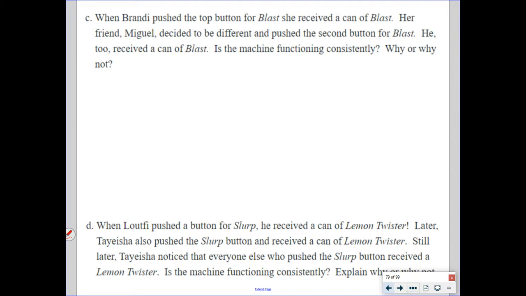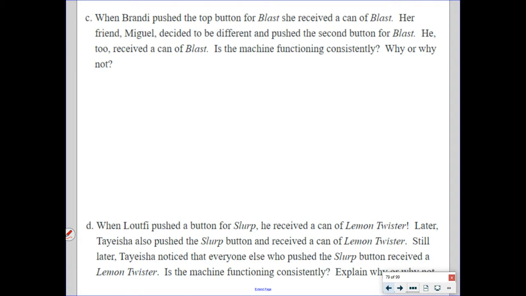Okay, so is it working consistently? Yes, it is working consistently. We pushed the first button, got Blast, second button, got Blast. Yeah, there's really not much there. We can have 2 buttons for Blast and it's still fine. Had it been the same button and we got 2 different results, that would have been a problem. But since it's different buttons, and they both got us what we wanted, then we're okay.